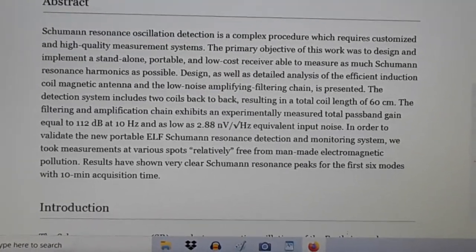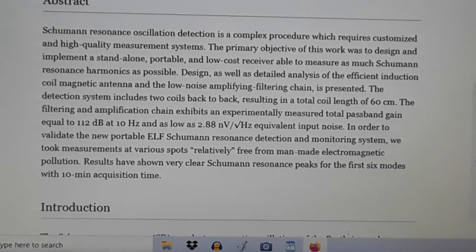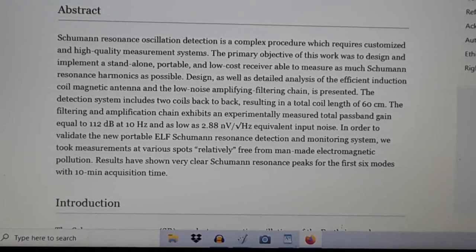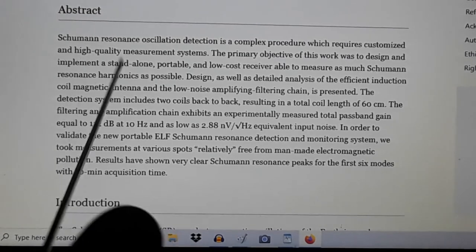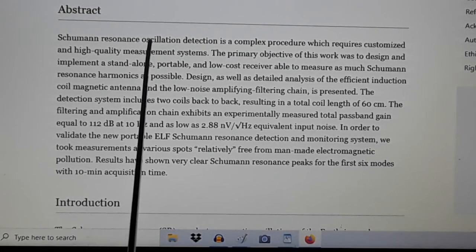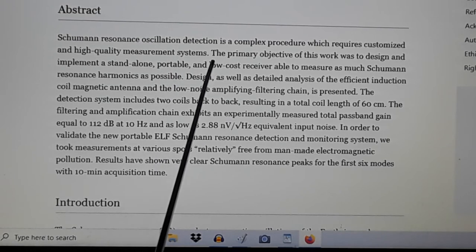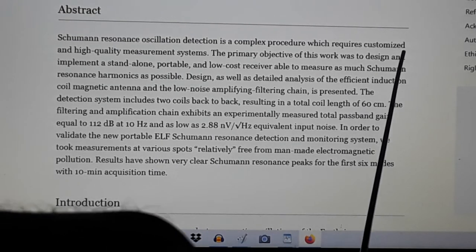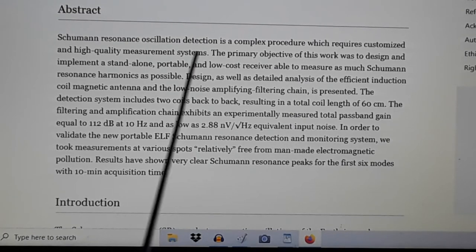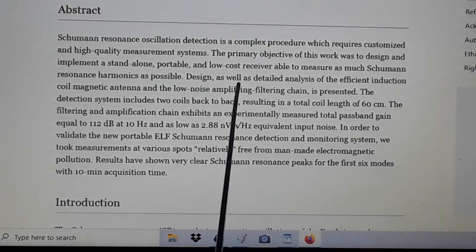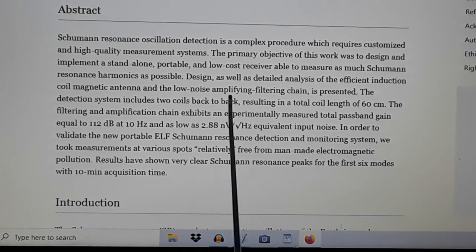Abstract. Schumann resonance oscillation detection is a complex procedure which requires customized and high-quality measurement systems. The primary objective of this work was to design and implement a standalone, portable, and low-cost receiver able to measure as many Schumann resonance harmonics as possible. Design, as well as detailed analysis of the efficient induction coil magnetic antenna and the low noise amplifying filtering chain, is presented.